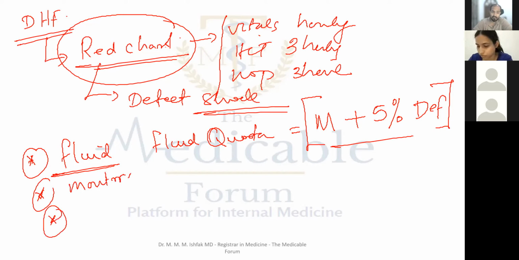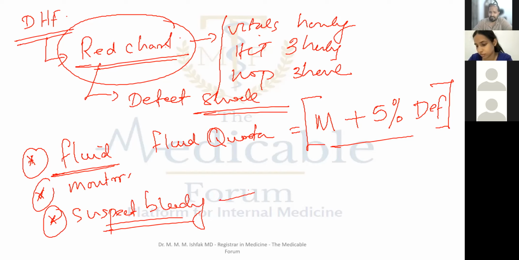Next, suspect bleeding whenever necessary. Now, what do you mean whenever necessary? Let's say the patient is going into shock, but you are giving fluids, still the shock is not improving. Then you need to think that there might be something else going on. There might be some bleeding.